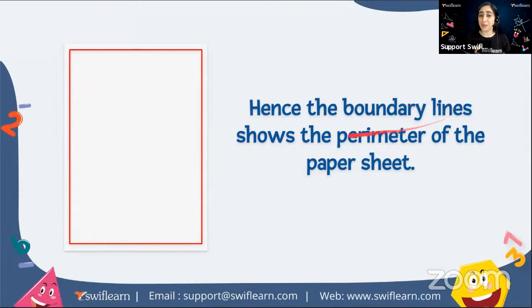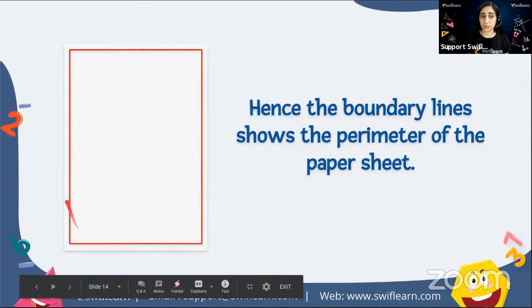So hence the boundary line shows the perimeter of a paper sheet. Yeah, so now we know what the perimeter is.